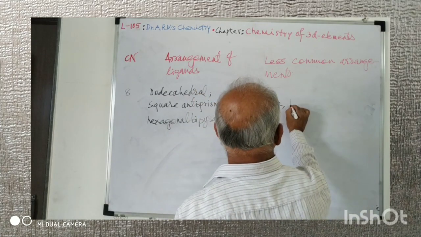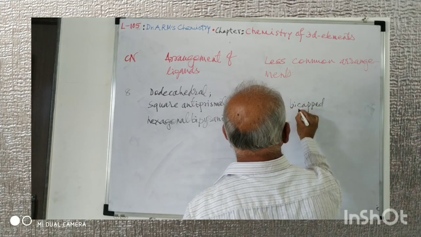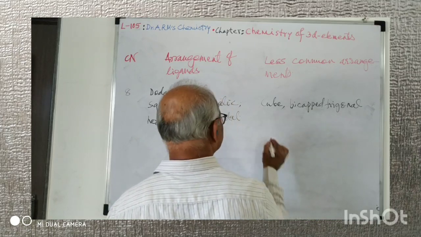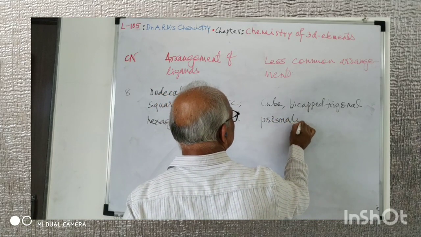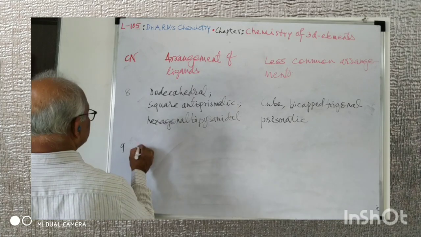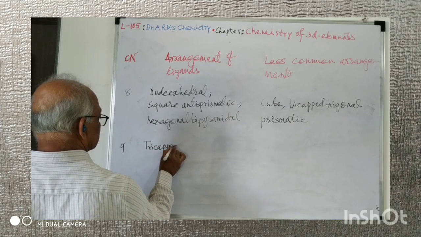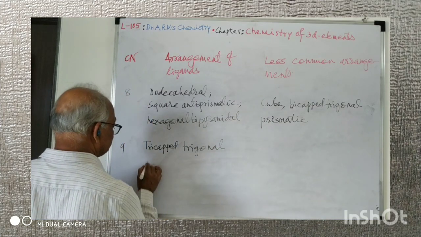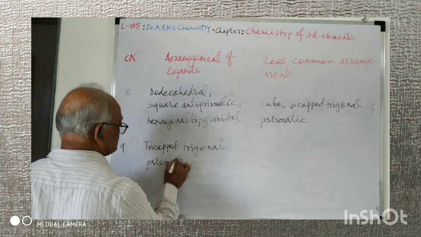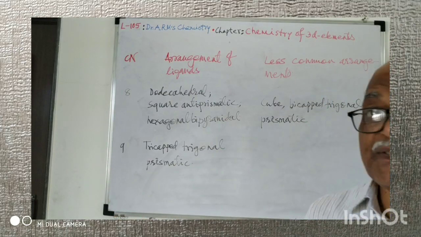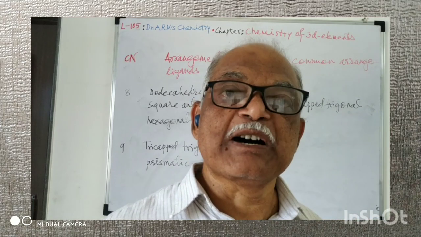The less common arrangements are cube and bicapped trigonal prismatic. When coordination number is 9, the arrangement is tricapped trigonal prismatic. So we will see some of these examples and their structures in the next part of this topic.